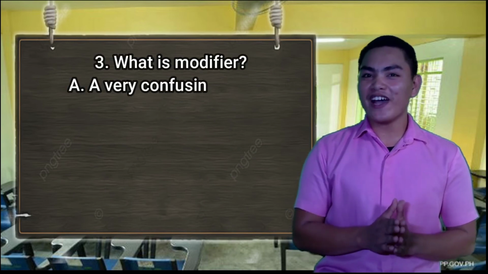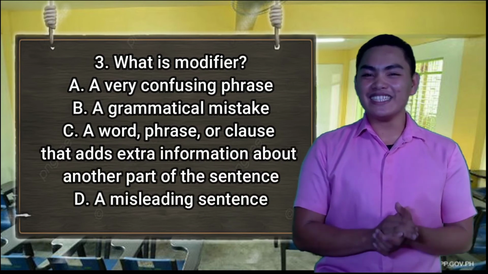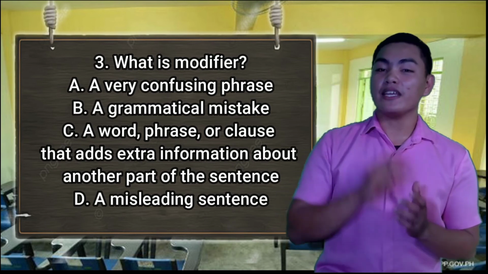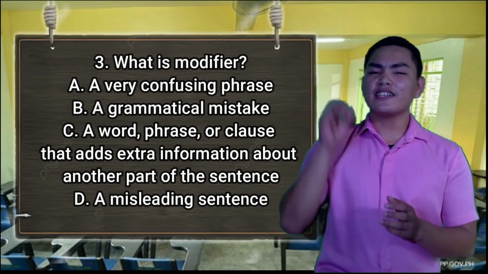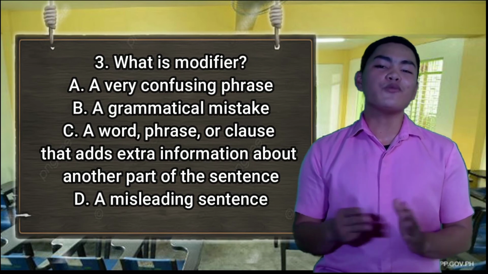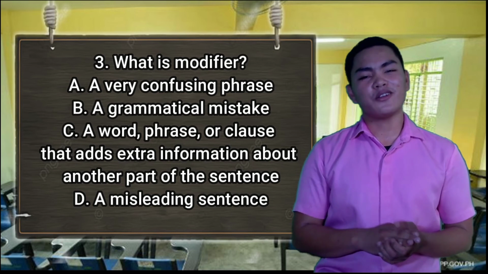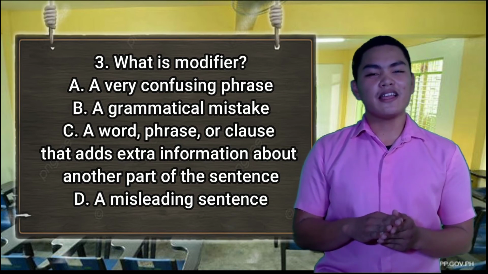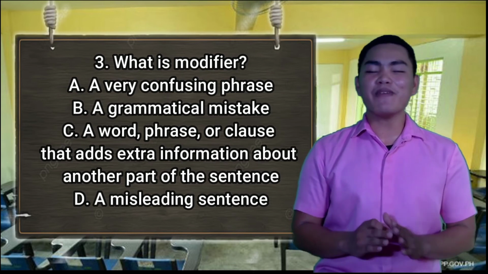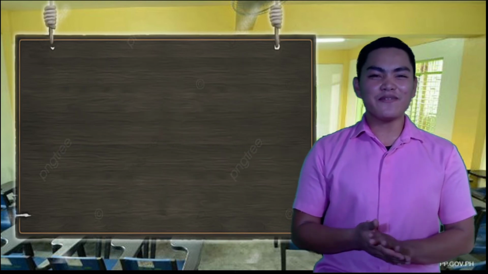What is modifier? Okay, we discussed this already. What do you think modifier means? Letter A, very confusing phrase. Letter B, grammatical mistake. Letter C, a word, phrase, or clause that adds extra information about another part of the sentence. Letter D, a misleading sentence. Very good, that is letter C. Okay, let's have another one.